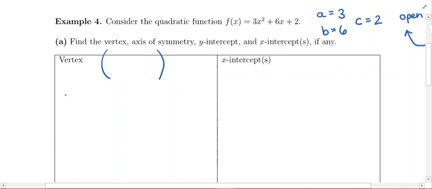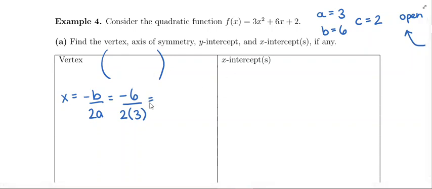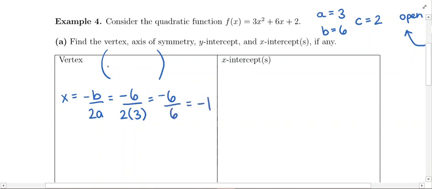Okay, so to find the x-coordinate of the vertex, we need to use the vertex formula, that x is negative b over 2a. So we're just going to plug in here. So we're going to get negative b, that's going to be negative 6 over 2 times a. So that's going to be 2 times 3. Okay, and so that gives us negative 6 over 6, which is negative 1. So the x-coordinate of the vertex is going to be negative 1.